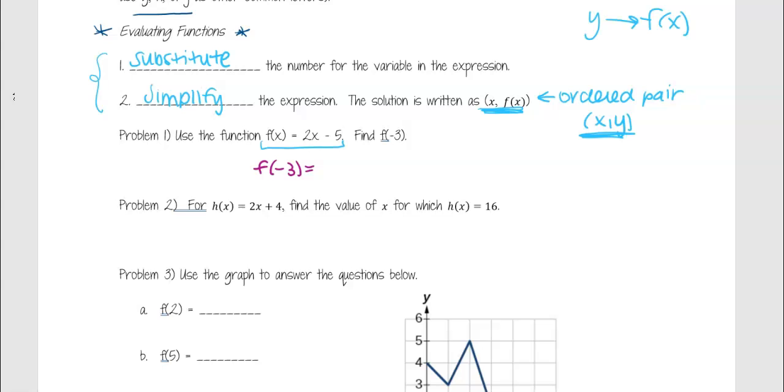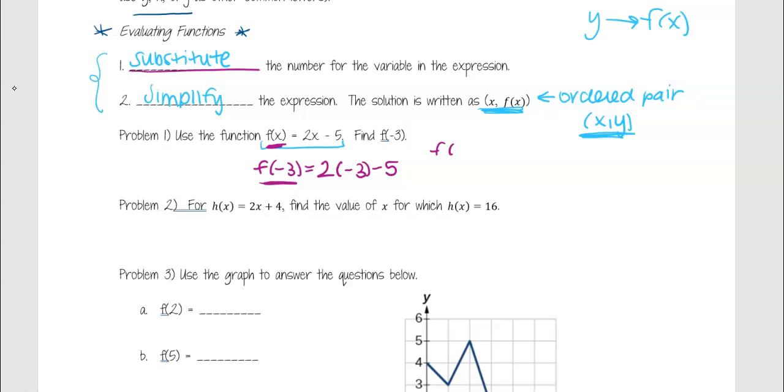And I want you to think about this. What's the difference when you look at this and when you look at this? The only difference is instead of an x, there's now a negative 3. So what that means is everywhere I see an x, I need to put this number. I need to substitute the number for the variable. So I'm now going to have 2 times negative 3 minus 5. And then we just simplify that.